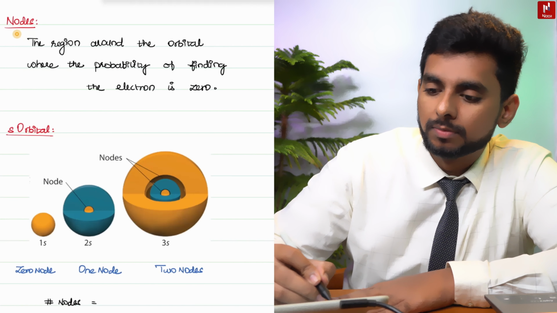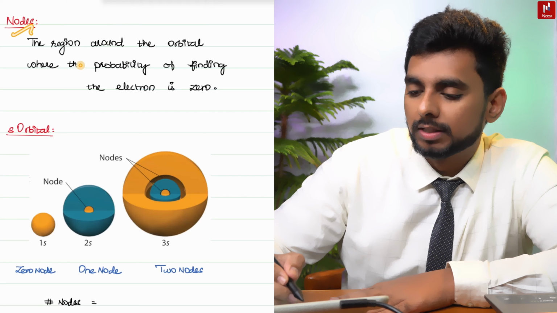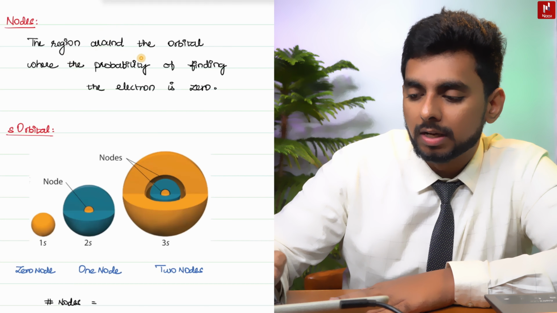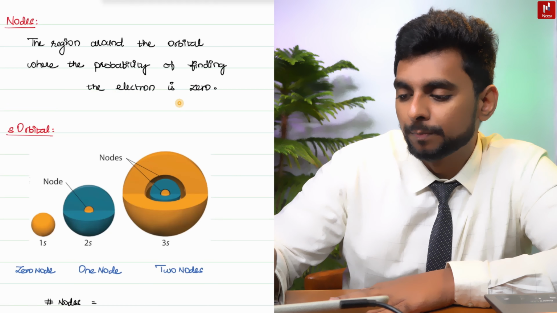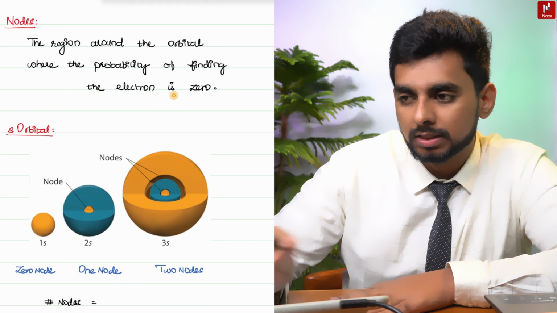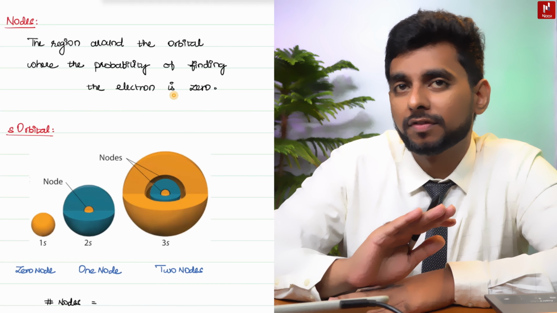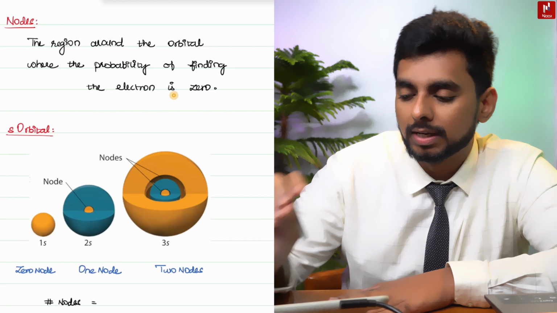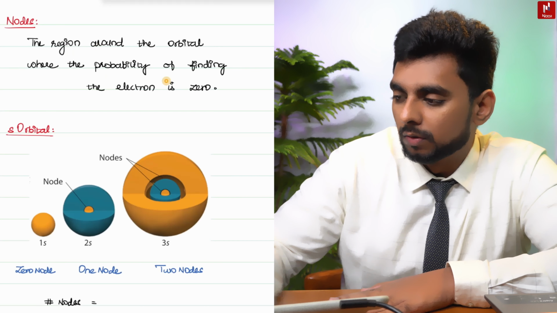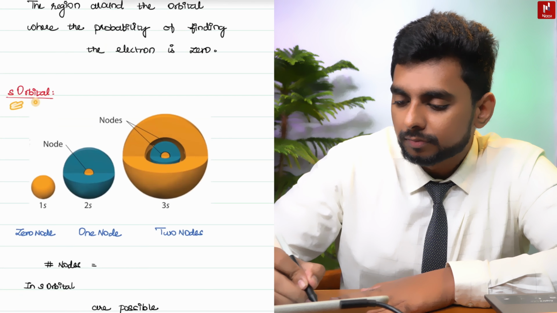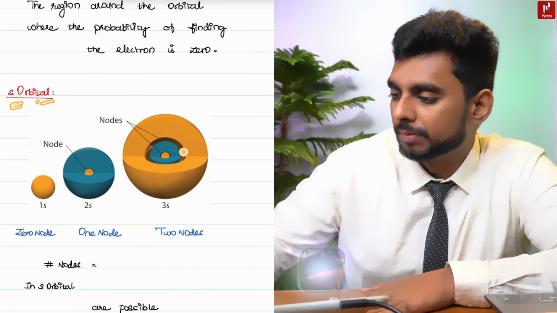Now let us see what is meant by nodes. I have written the definition over here: the region around the orbital where the probability of finding an electron is 0. So a node is the space or region where you will not find any electrons in it. Right? So that space is called a node.